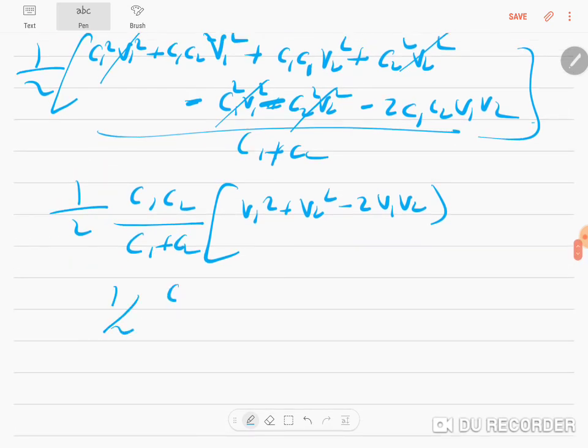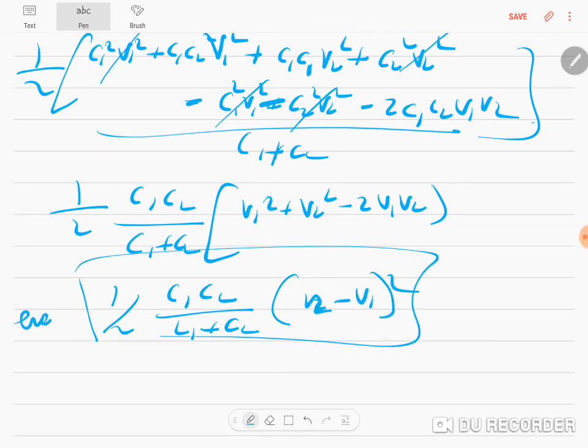Hence the formula is half C1 C2 by C1 plus C2 into V2 minus V1 the whole square, or V1 minus V2 the whole square. This will be the energy lost while sharing two capacitors.